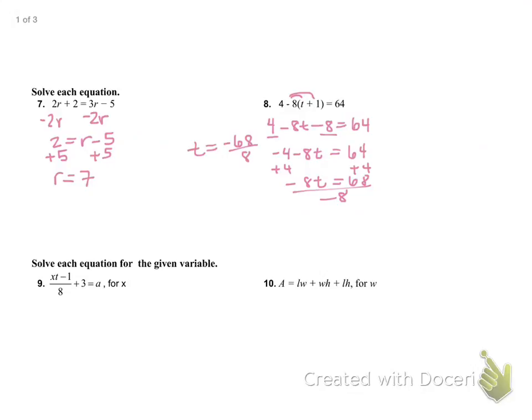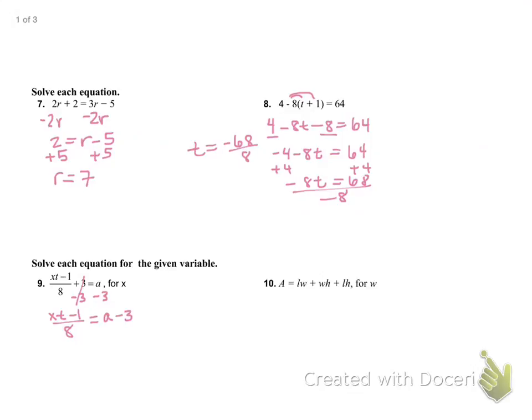Okay, my next one, I am solving for x, so I need to get x by itself, so I get rid of the things not attached to it first. So I need to subtract this 3 over. I'm going to zoom in a little bit here. So I got rid of that 3, so now it is equal to a minus 3.